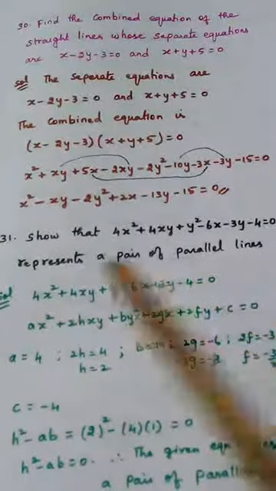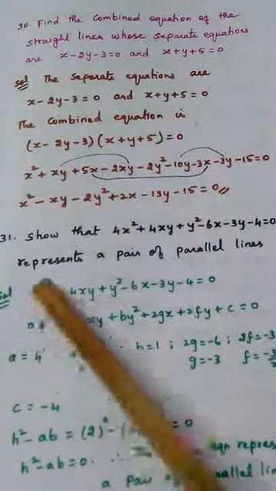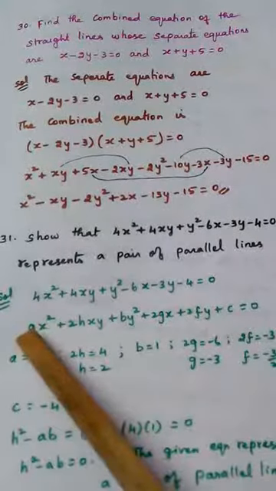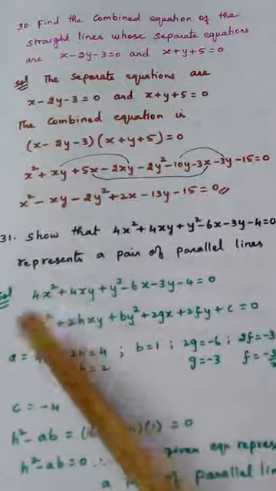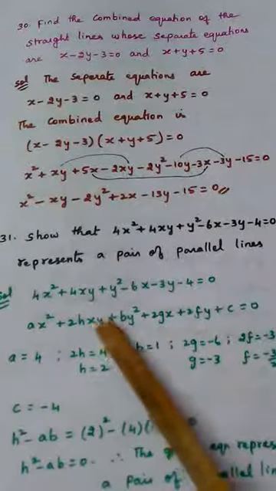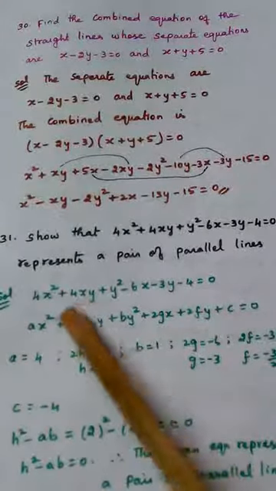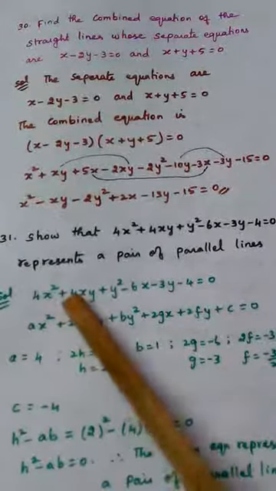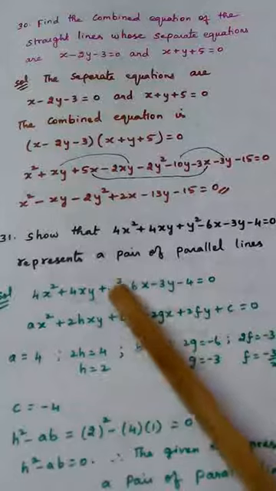So comparing these two equations, I can say a equal to 4, right? Because the x square coefficient is called a. Here it is 4, so a is 4. The xy coefficient is called 2h. So 4 is written as 2h. From that, h is 2. Comparing the y square term, b is equal to 1.